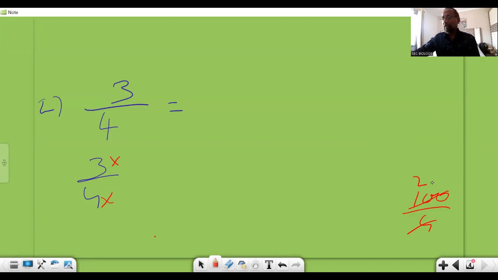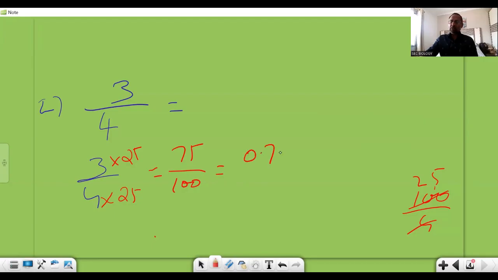How many times here? 4 times 25 is 100. Yes, 25. Double of that is 50, double of 50 is 100. That is mental math. That means 25 fours into 25, that means 75. 3 times 25 is 75, so 75 by 100. So 3 by 4 means 0.75. That is correct. We know that 3 by 4 means 0.75.